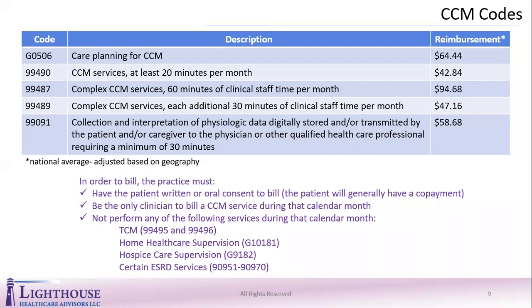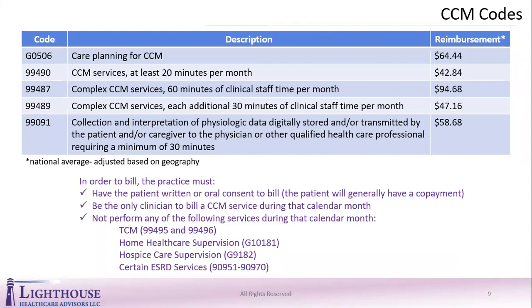And then collection and interpretation of physiologic data digitally stored or transmitted by the patient or a caregiver requiring a minimum of 30 minutes. This is an interesting code here. So if you're getting information for your care management patient via the EMR, either from the patient or from a caregiver, from another physician, you can bill this 99091 code as well, as long as you spend at least 30 minutes working on that information.